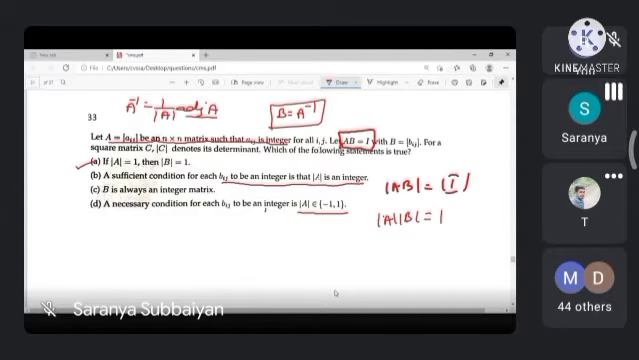What is the A inverse? It is B, right? Yes, ma'am. B represents Bij. That is why a necessary condition for each Bij to be an integer is that determinant of A belongs to either plus 1 or minus 1. Is it clear? Clear, ma'am. No doubt, ma'am. Okay, so these two are wrong.